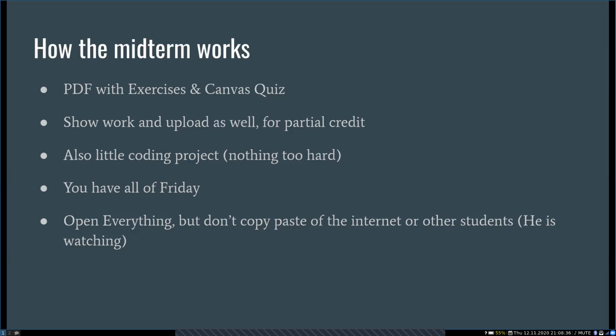The quiz is open everything, but do not copy paste off the internet or other students. Pincheroli is watching. He will find out. He has tools to check your code. Do not plagiarize on your code. It is a dumb reason. Cool.